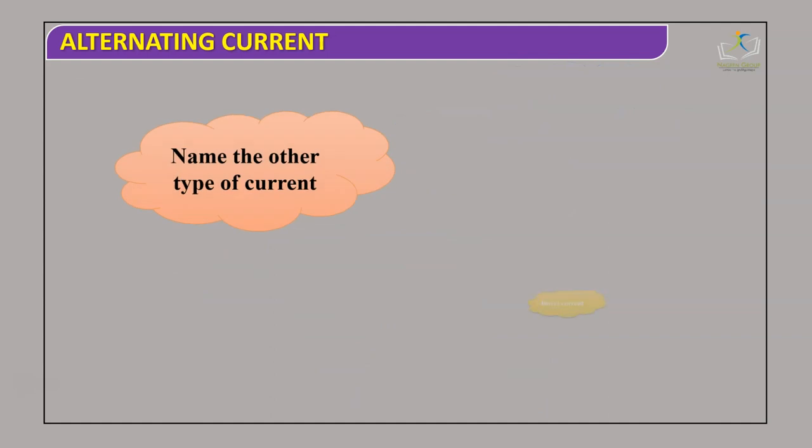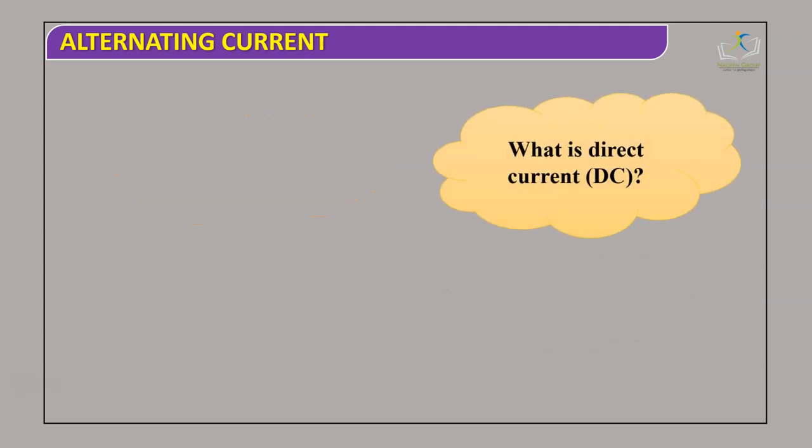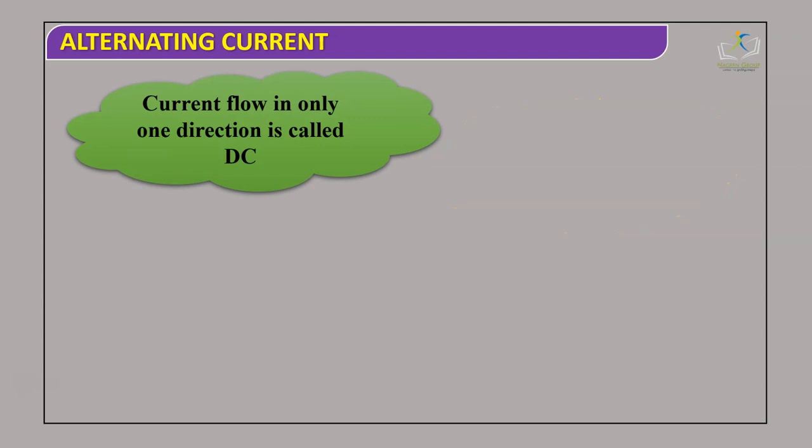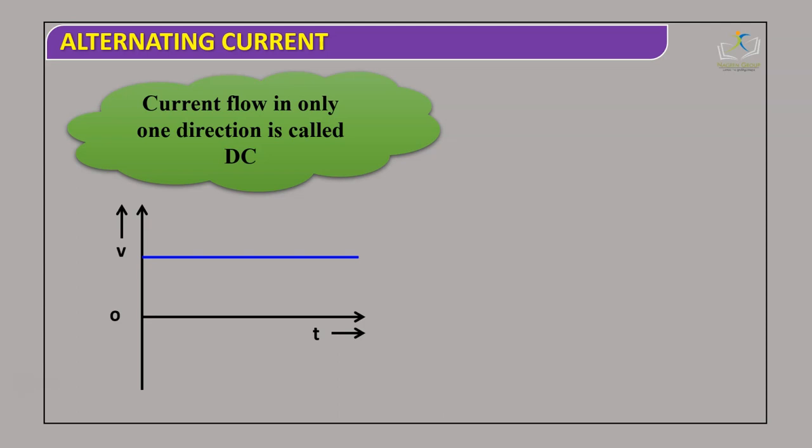Name the other type of current, direct current. What is direct current? That means DC. Current flows in only one direction. That is called DC. If this is a diagram of coordinate geometry, what you can see over there, the direction is uniform. The value is not changing, the function is not changing. This is a constant and this constant is a voltage.